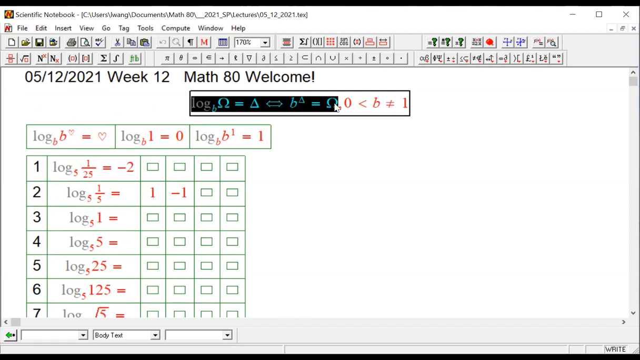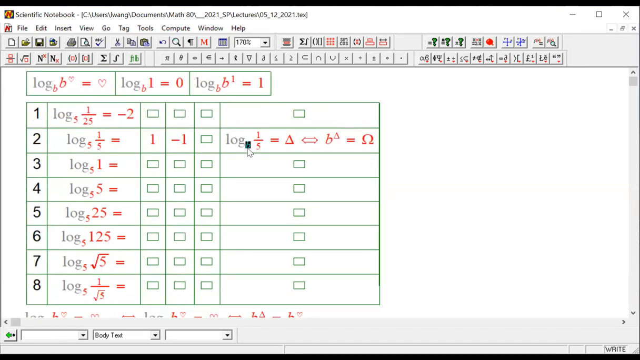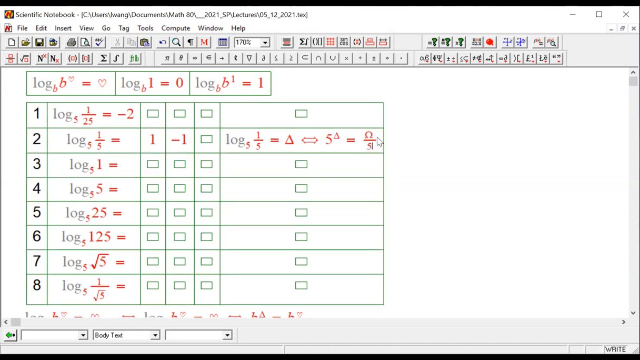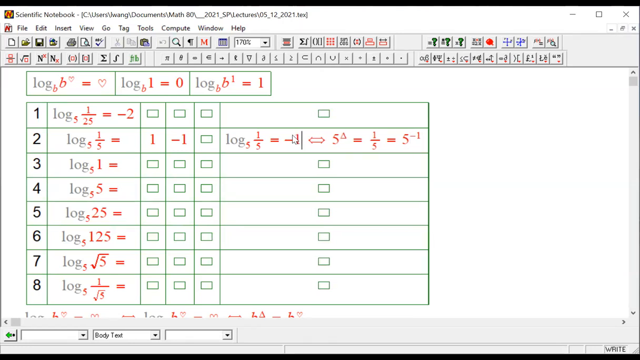Okay, so what I will do, I will take this definition and check. The base is 5, and the argument is 1/5. So my question is, what number as a power of 5 gives me 1/5? 1/5 equals 5 to the power negative 1. So the triangle should equal negative 1. Right? So I go by definition.